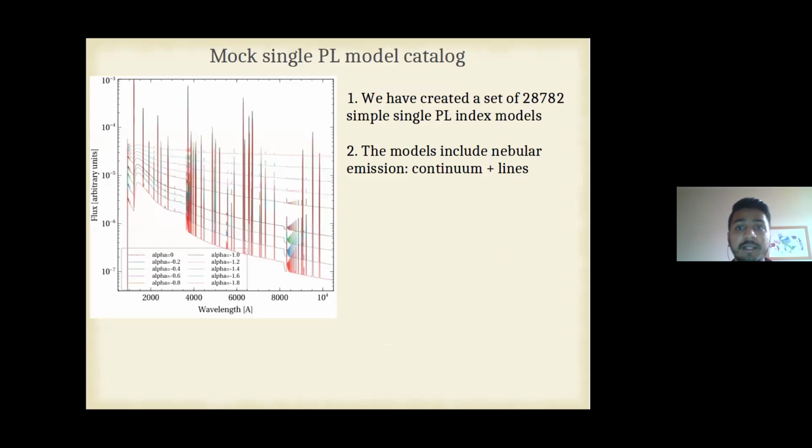And it looks something like this. And we have created 28,782 models. This is without noise, noiseless. And with noise and other things, the number definitely increases. And the models have emission lines as well as the continuum.